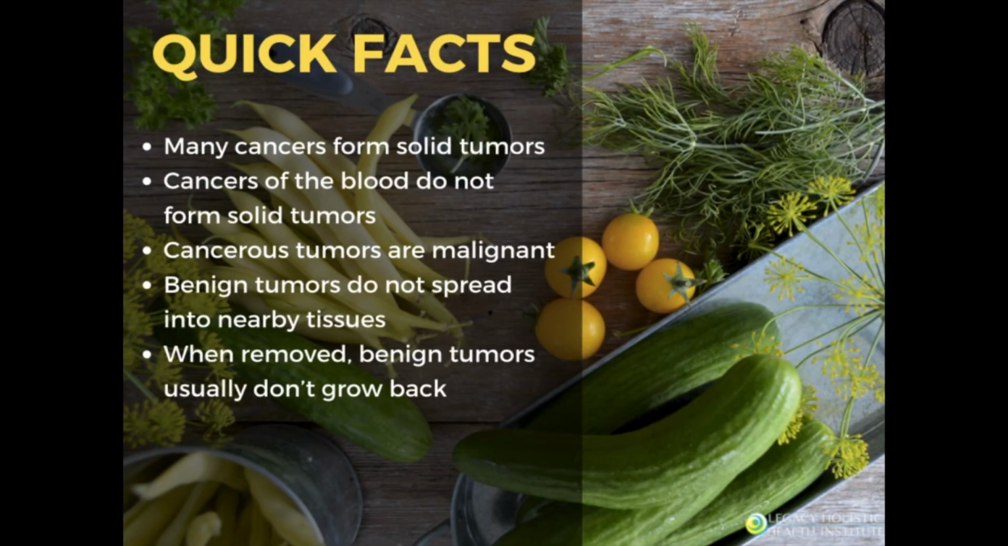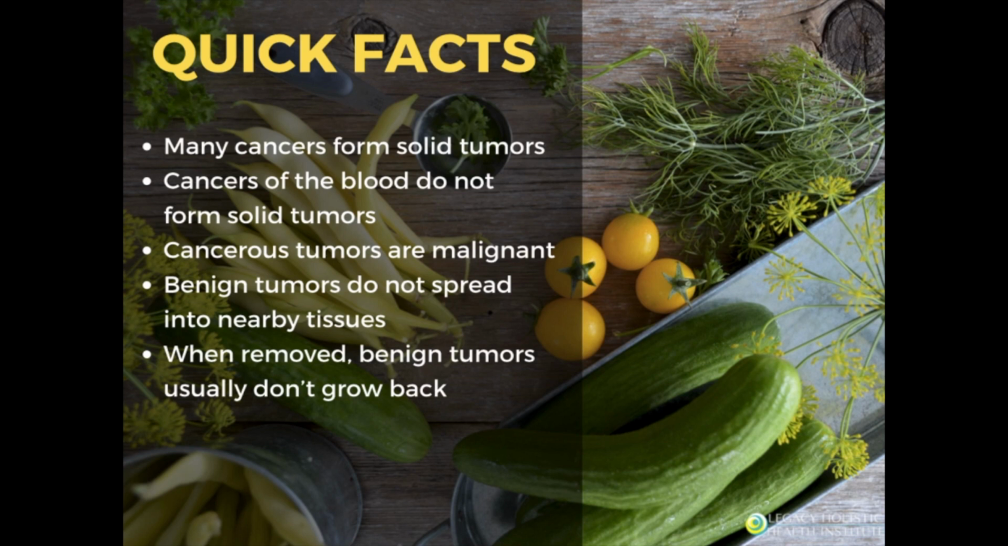A few quick facts that you want to be aware of when it comes to cancer. Understand that unlike malignant tumors, benign tumors do not spread into or invade nearby tissues, but benign tumors can sometimes be quite large. When they're removed, they usually don't grow back, whereas things that are malignant sometimes do grow back. Unlike most benign tumors elsewhere in the body, benign brain tumors can be life-threatening.